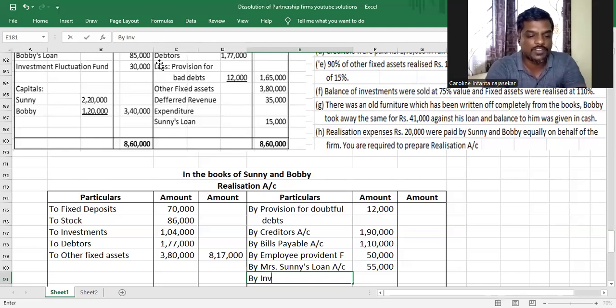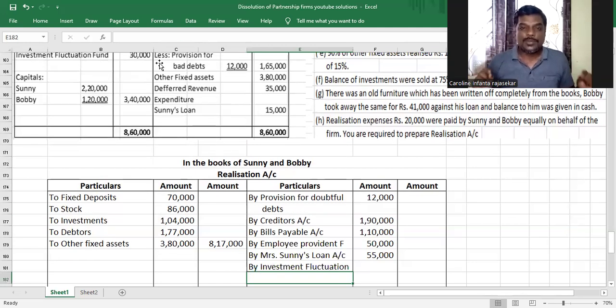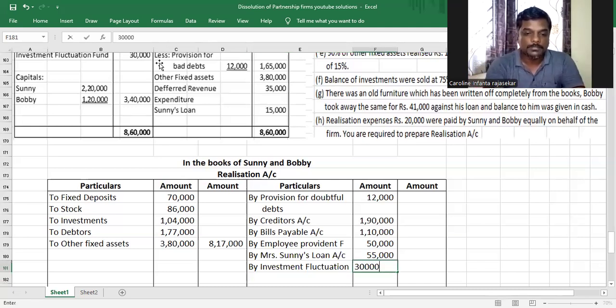And then we have investment fluctuation fund. Now, this is another headache. It's actually not a headache, my dear children, but you people make it a headache. Investment fluctuation fund will always be transferred to realization account. That's it. No more arguments. As far as CBSE is concerned, it is always transferred to realization account. Understood or not, my dear children?